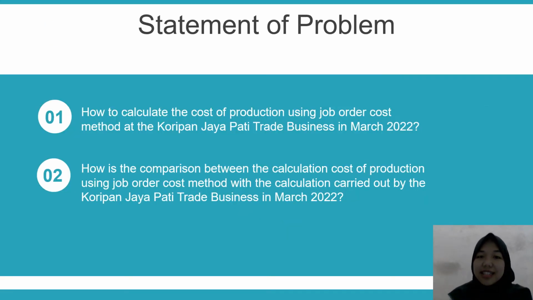Next is the statement of problem. 1. How to calculate the cost of production using job order cost method at the Koripan Jaya Pati trade business in March 2022. Number 2 is how is the comparison between the calculation of cost of production using job order cost method with the calculation carried out by the Koripan Jaya Pati trade business in March 2022.